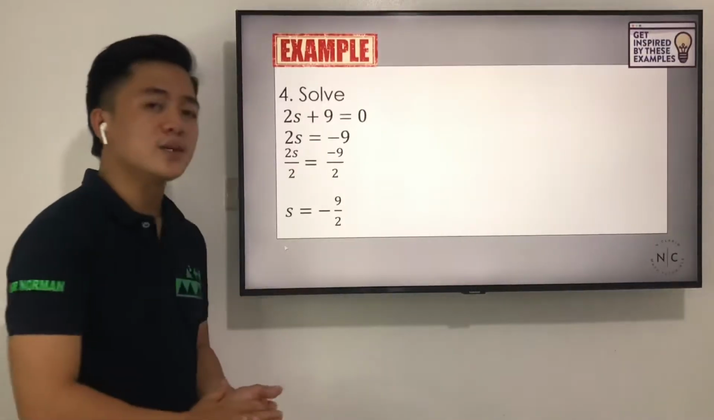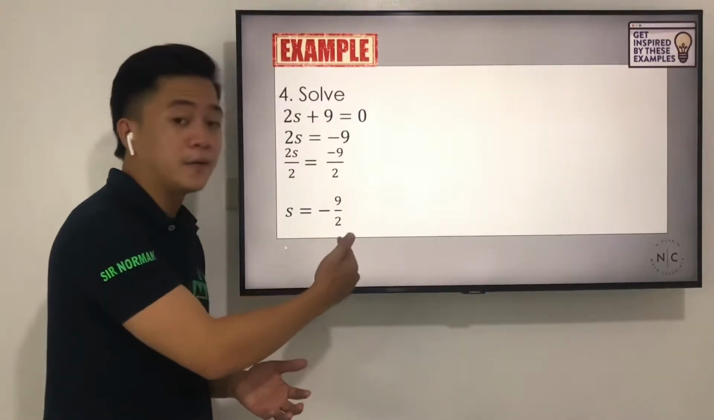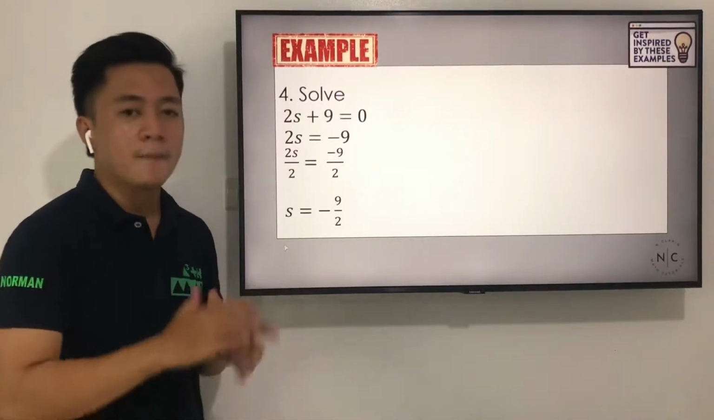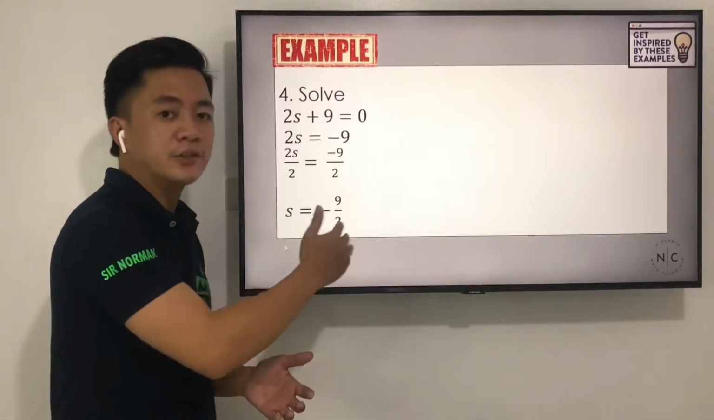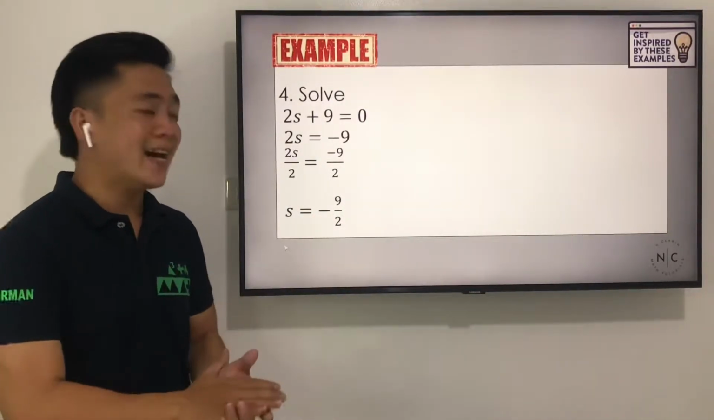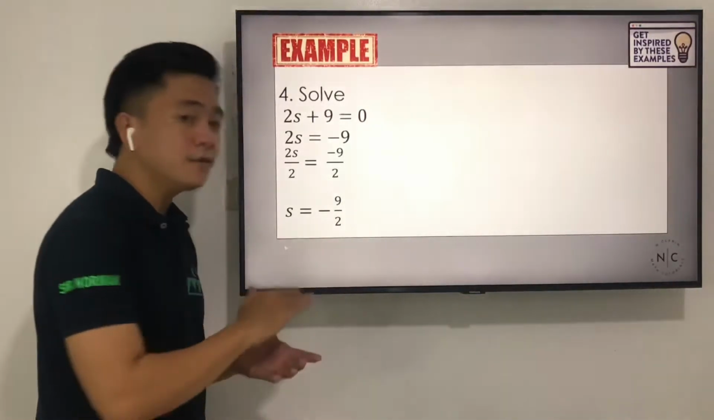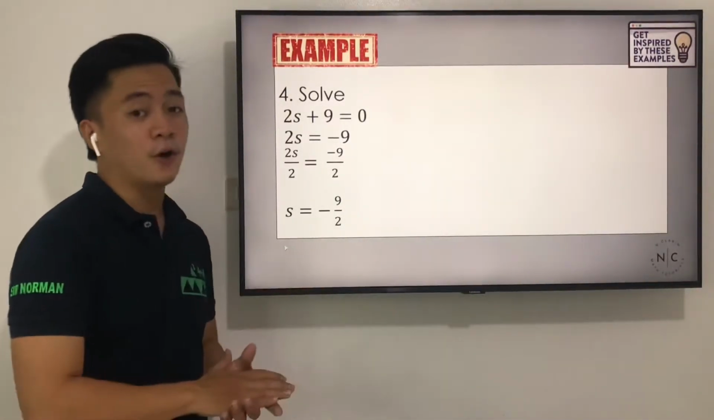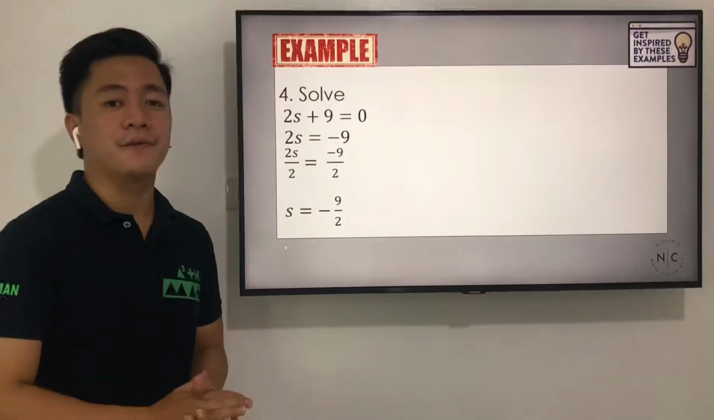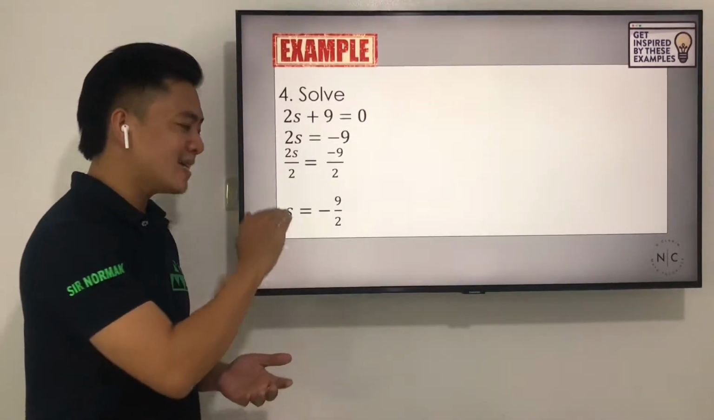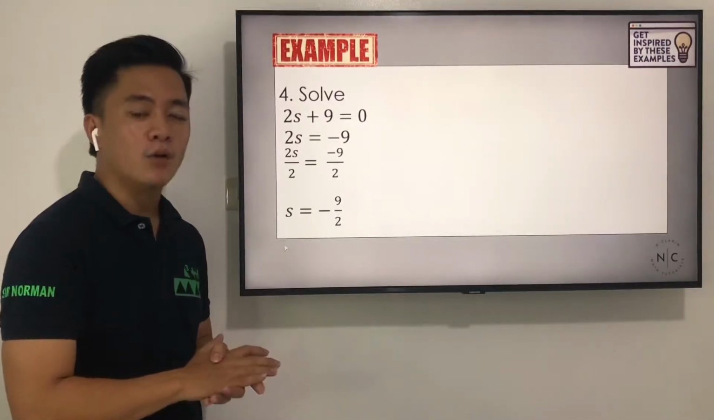Bakit hindi tayo nag-lowest term? Wala nang lowest term yung 9 over 2. So, usually, we don't use mixed fraction. Improper fraction yung ginagamit natin. Depende na lang kung ang hinahanap ba is in fraction form or in decimal form. So, much better dun tayo sa fraction form. The answer is s is equal to negative 9 over 2.